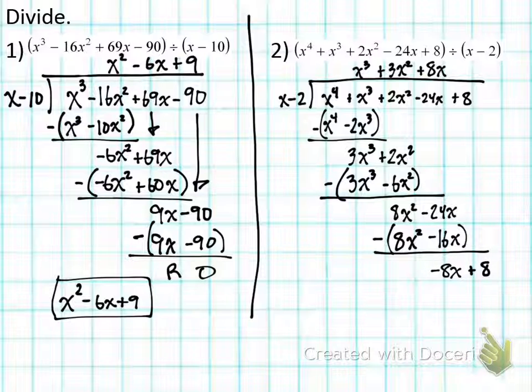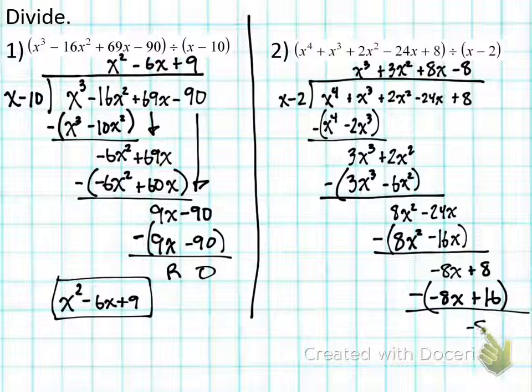What do I multiply x by to get negative 8x? I'm going to multiply by negative 8. So negative 8 times x is negative 8x. Negative 8 times negative 2 is positive 16. Now this one's a little bit different. Look at what happens here. The 8x's cancel out, but 8 minus positive 16 is negative 8. So now I have a remainder.